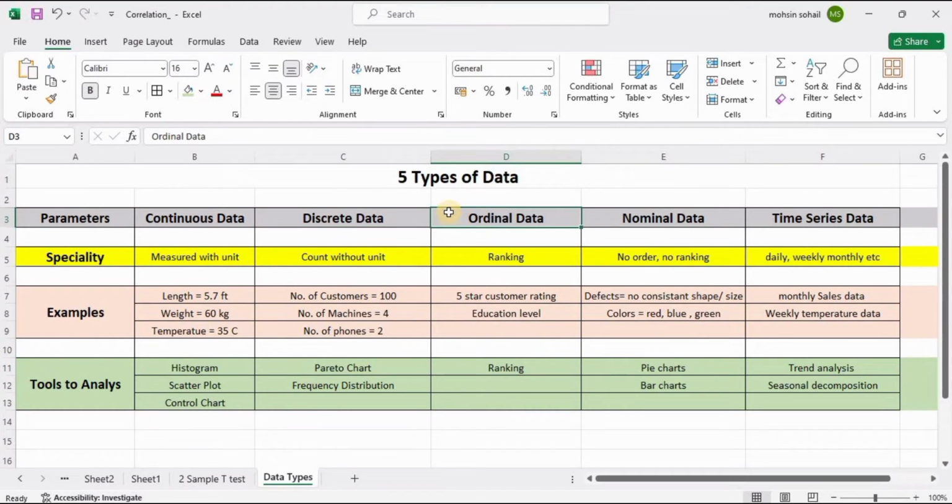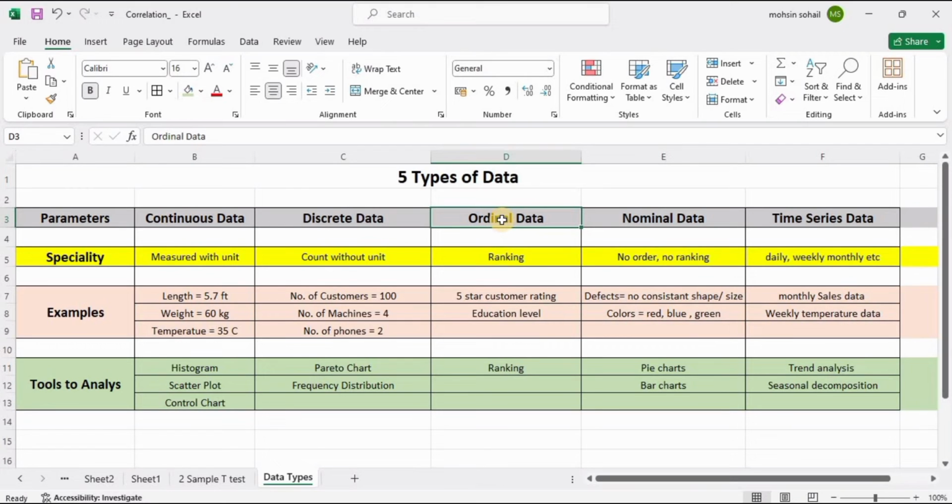Third type of data is ordinal data. Ordinal data represents categories with a ranking, but the intervals between the categories are not necessarily equal. Examples include customer satisfaction ratings like very satisfied, satisfied, neutral, dissatisfied, and very dissatisfied. Similarly, there is another example of educational level here: high school diploma, bachelor's degree, master's degree, PhD, etc. Both of these examples show a ranking system, and that's why we call it ordinal data.